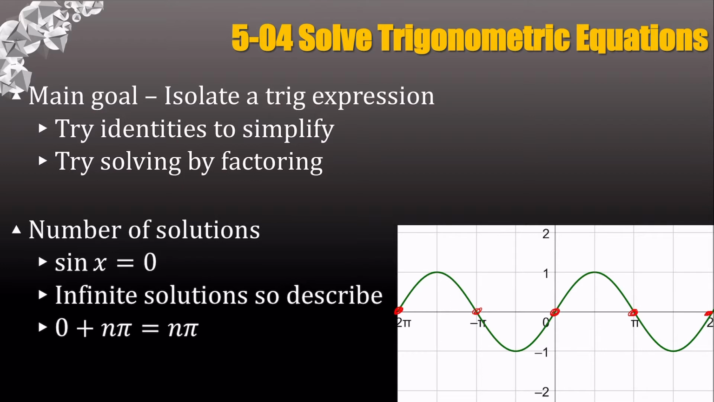And it looks like they're multiples of pi. So it'd be 0, starting here at 0, plus a pi, because the distance between each of these is pi. So 0 plus some multiple of pi, which simplifies to n pi, where n is any whole number, or any integer.